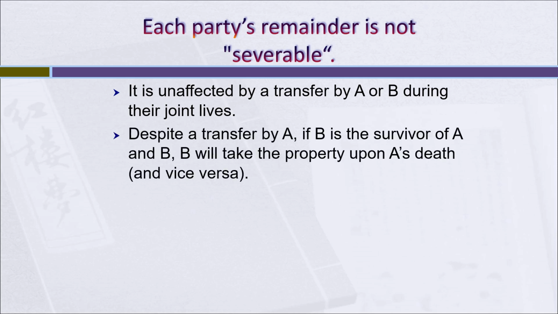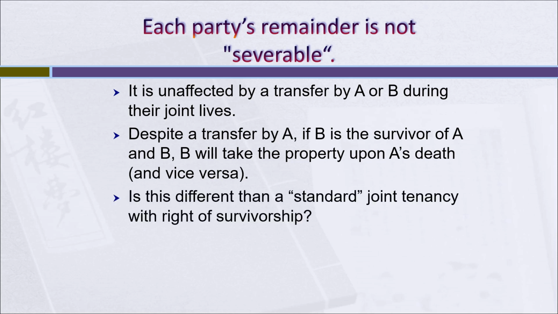So, for example, if A makes a transfer to an outsider, nevertheless, if B is the survivor of A, in other words, B outlives A, B will take the property upon A's death. And of course, vice versa is true as well. If B makes a conveyance to an outsider, but A survives, A will take the entire property upon B's death. So the result is that unlike a joint tenancy with right of survivorship, a conveyance to an outsider doesn't wipe out what is in effect a right of survivorship.